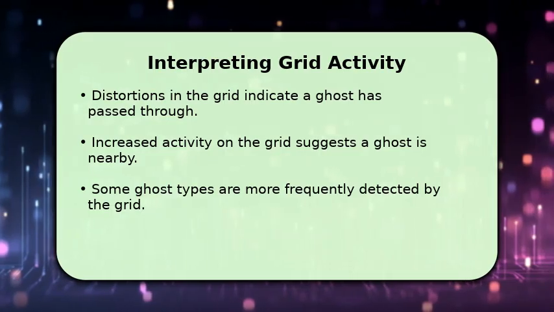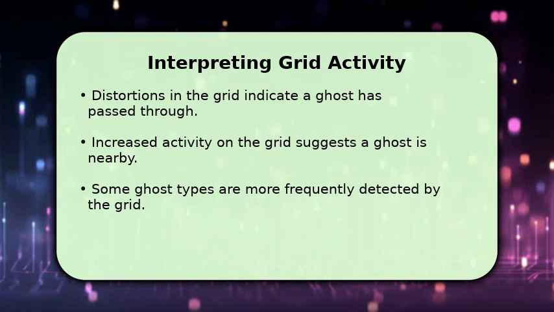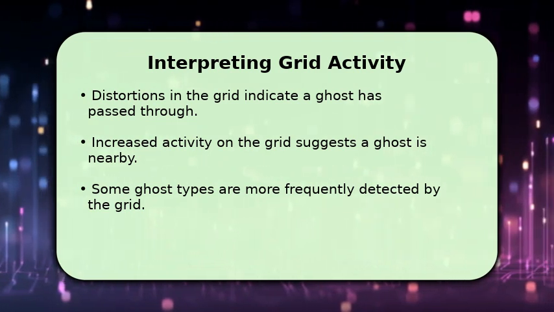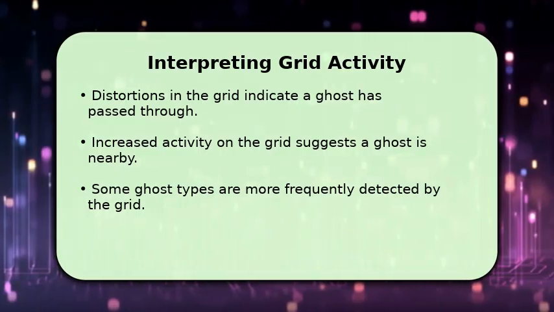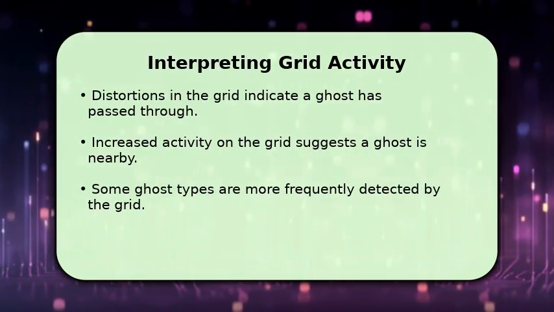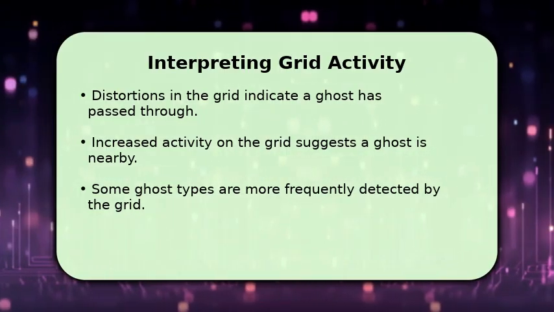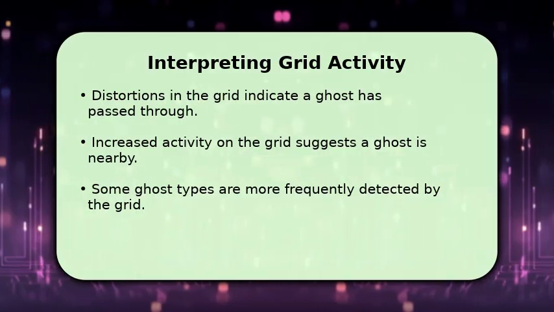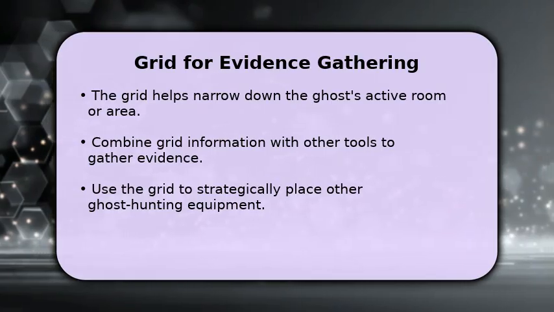Any distortion in the laser field means a ghost has interacted with it, confirming its presence. If you notice frequent or sustained distortions, it strongly suggests the ghost is actively haunting that immediate vicinity. Remember, certain ghost types are known to be more grid active, appearing on the grid more often than others, providing valuable clues. While the grid itself doesn't provide direct evidence, it's an invaluable locator.